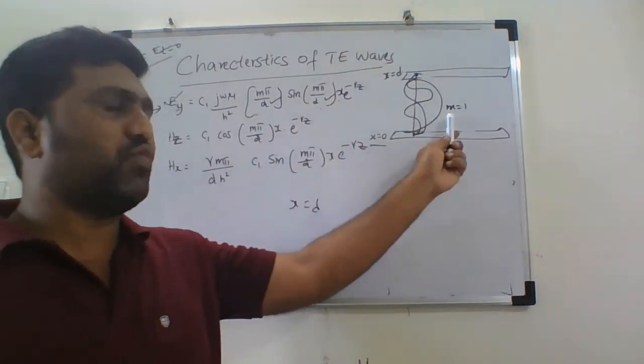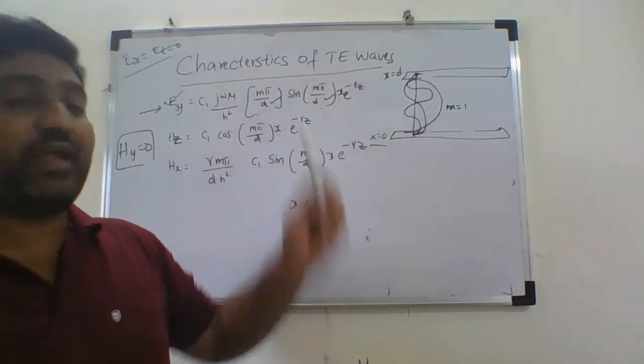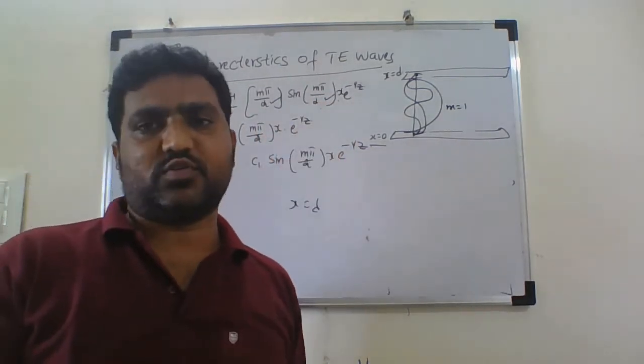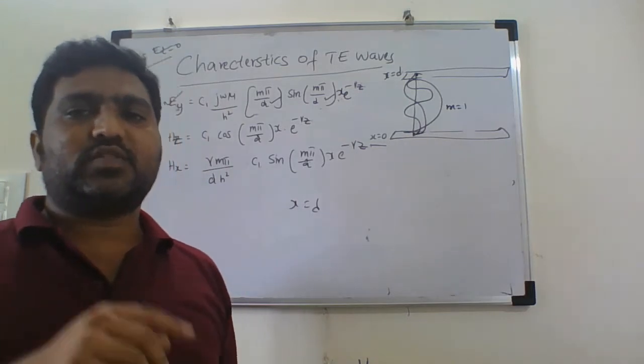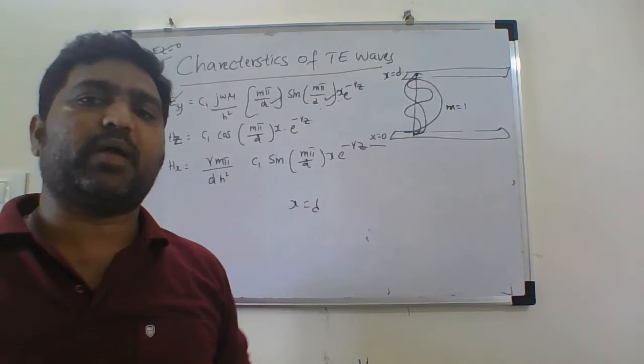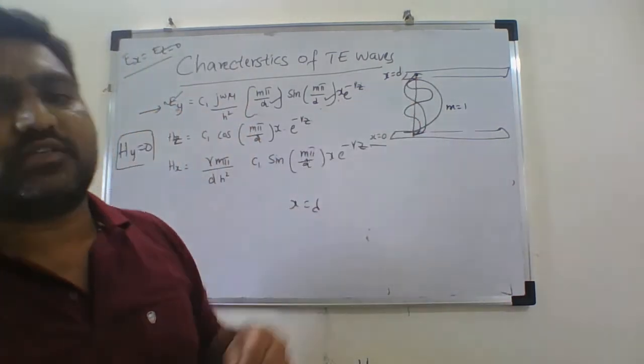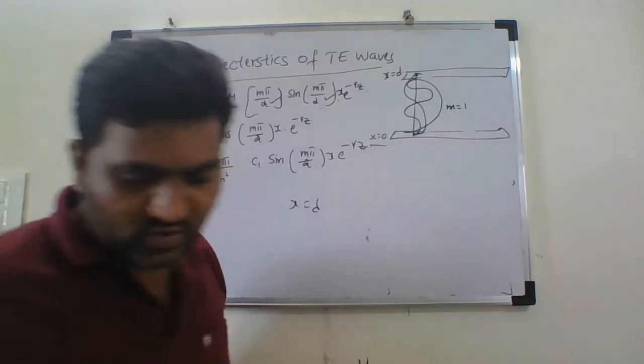If I have m equal to 2, then this will become sine 2 pi. Even though sine 2 pi is also 0, there is a 2 pi variation. So the distance between this is 2 pi, and 2 pi means one full cycle. So I get two half cycles. The variation will be like this, so I'll draw like this.